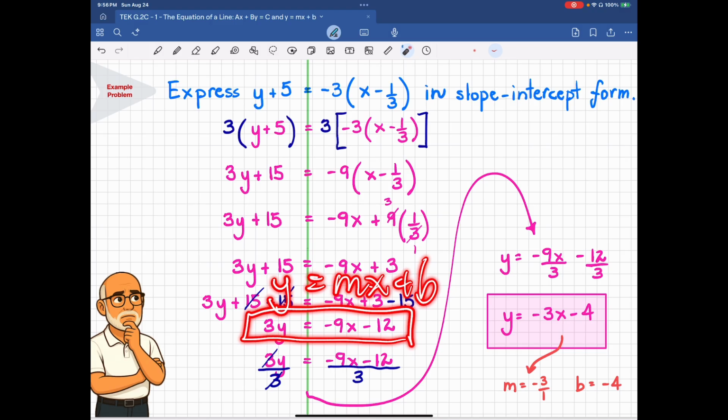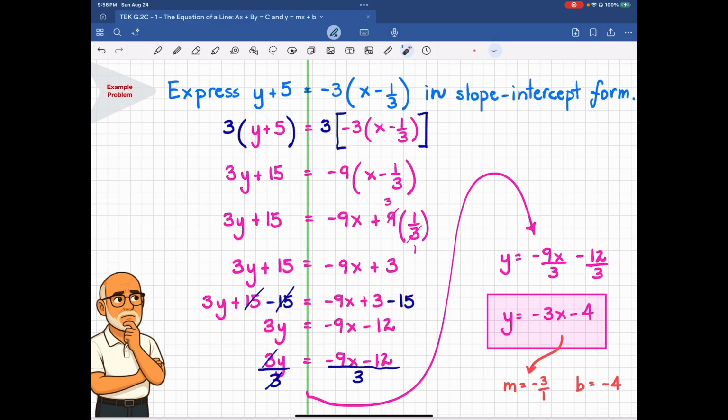Y equals mx plus b. In order to get it into that format, I have to get rid of this 3. And notice that y is being multiplied by 3. What's the opposite of multiplying by 3? Dividing by 3. So I'm going to divide both sides by 3 to get rid of that 3 in the numerator. So notice in my next step, it's exactly what I did. I divide the left side by 3 and the right side by 3. The 3's cross out on the left, and I am so close.